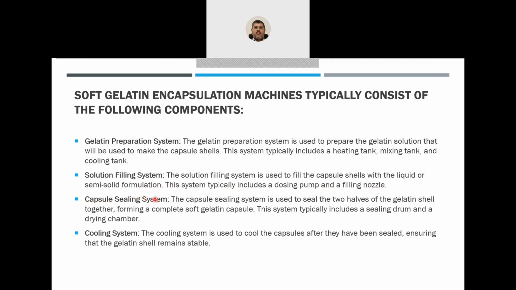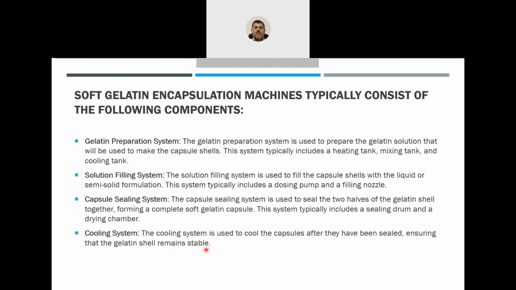And there will be a capsule sealing system. This system is used to seal the two halves of the gelatin shell from the two sheets that come opposite to each other, so it will form a complete soft gelatin capsule. This system typically includes a sealing drum and a drying chamber. There will be a drying chamber because once they are hot, they are very soft. The drying chamber removes any moisture from them and makes them dry enough.